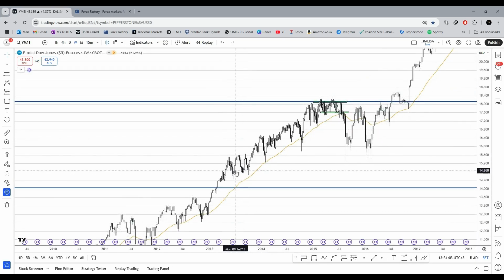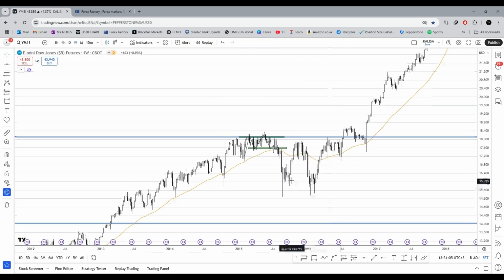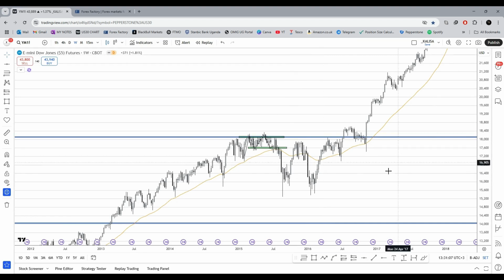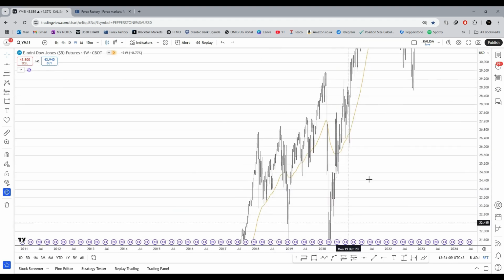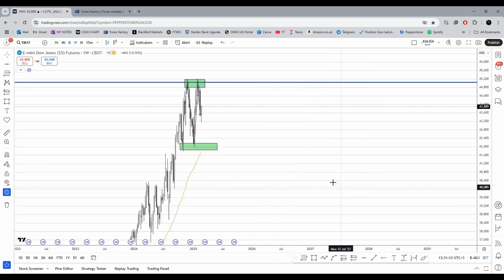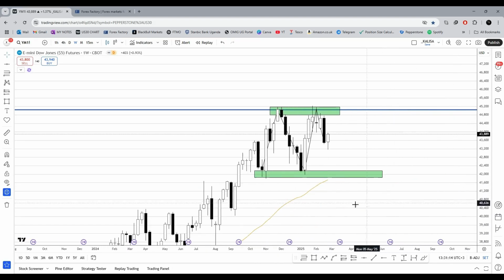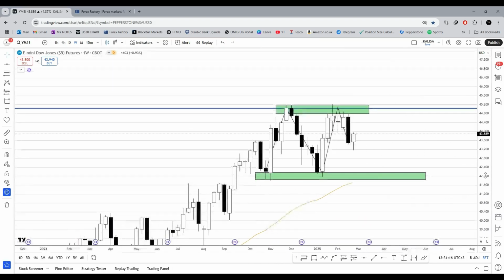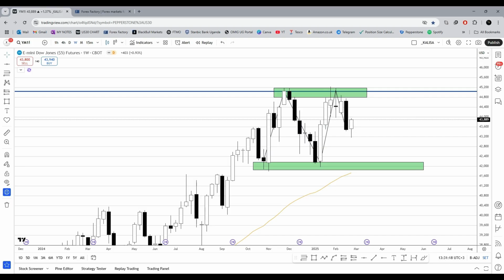Double tops before pushing down, double bottoms before pushing up. So I hope this is making sense. Again, double tops, double bottoms, it's everywhere. The reason I'm mentioning that is because we've just created the double top at the all-time highs. As you can see, this is the most recent all-time highs, or the current one, should I say.